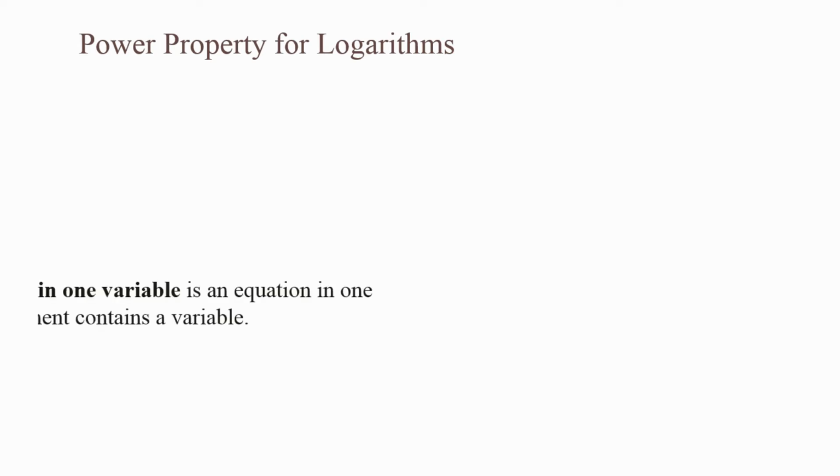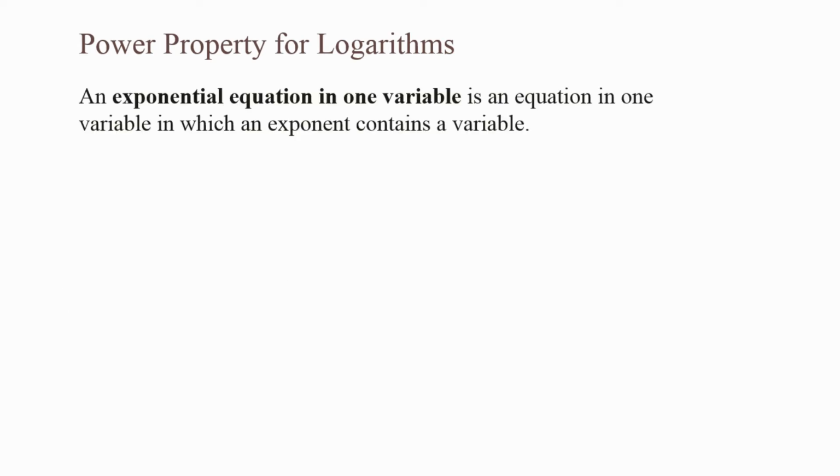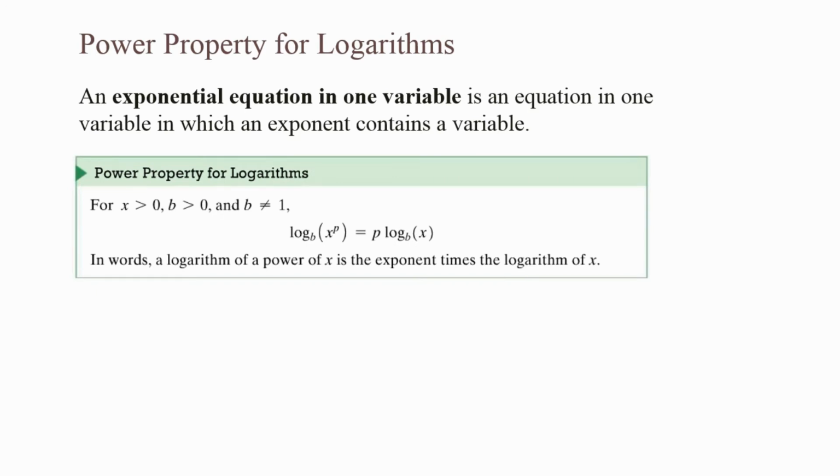Power property for logarithms. An exponential equation in one variable is an equation in one variable in which an exponent contains a variable. Power property for logarithms. If x is greater than 0, b is greater than 0, and b does not equal 1, log base b of x to the p power is equal to p times log base b of x. In words, a logarithm of a power of x is the exponent times the logarithm of x.